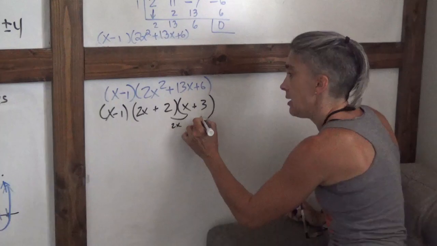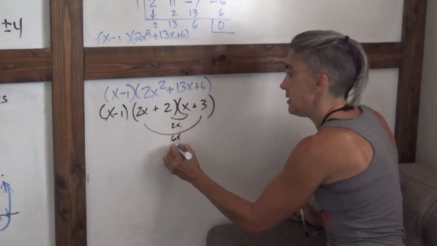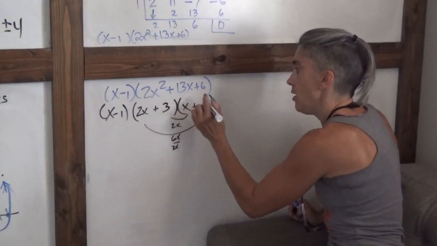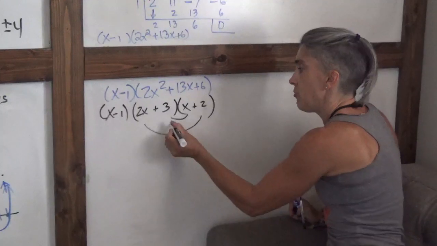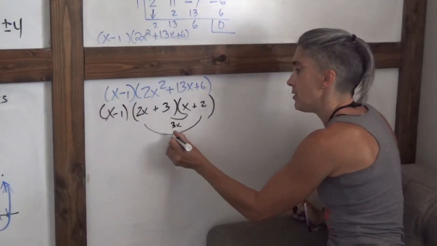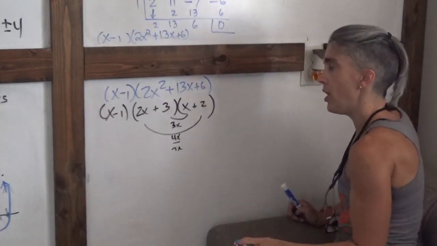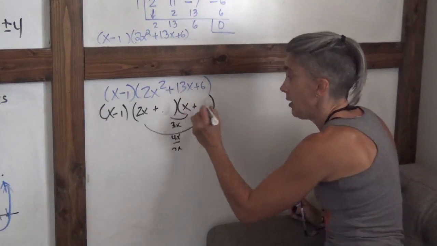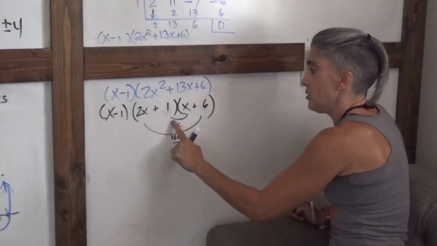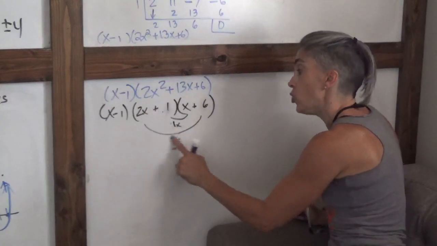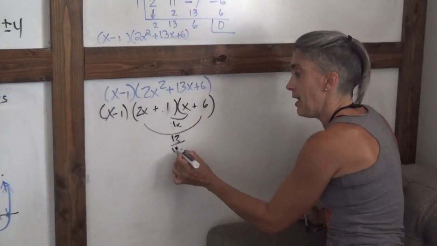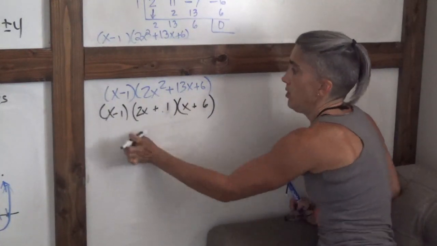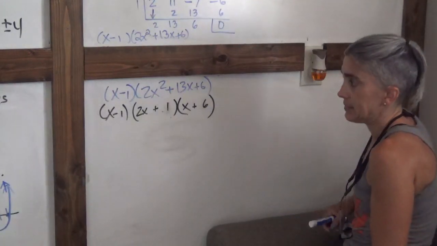This is 2x. This is 6x. When I add that together, I get 8x. So that's no good. Let's switch the position. Let's do 3 with 2. Multiply the inside, I get 3x. Multiply the outside, I get 4x. That's 7x. So it looks like 3 and 2 are no good. Alright, let's try 1 and 6. 6 and 1. 1 times x is 1x. 6 times 2x is 12x. That's better. So when I add that up, I get 13x, which is here. So this is the correct factored form, the 2x squared plus 13x plus 6.